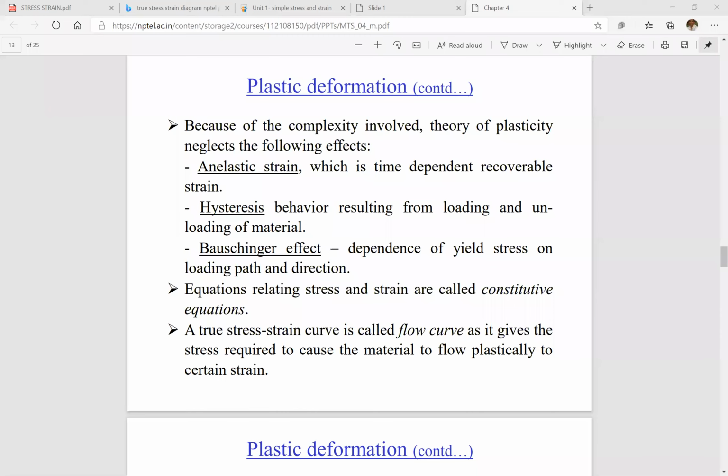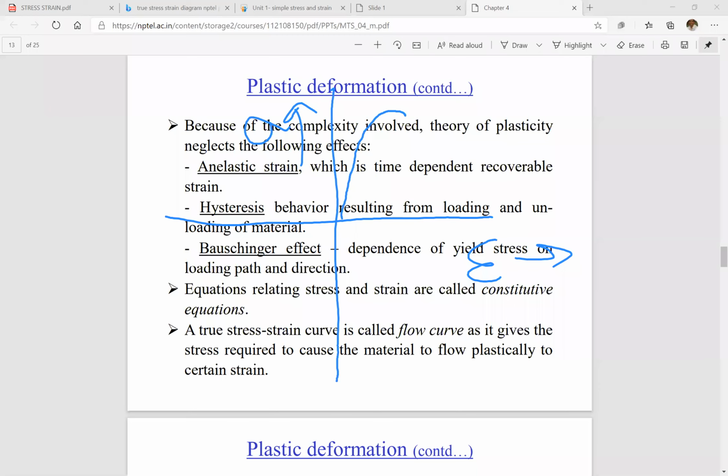See this. This axis is strain, and this is stress. If a material is loaded within the elastic limit, a ductile material, this will be the plot. If a material is loaded within the elastic limit, this is the case.